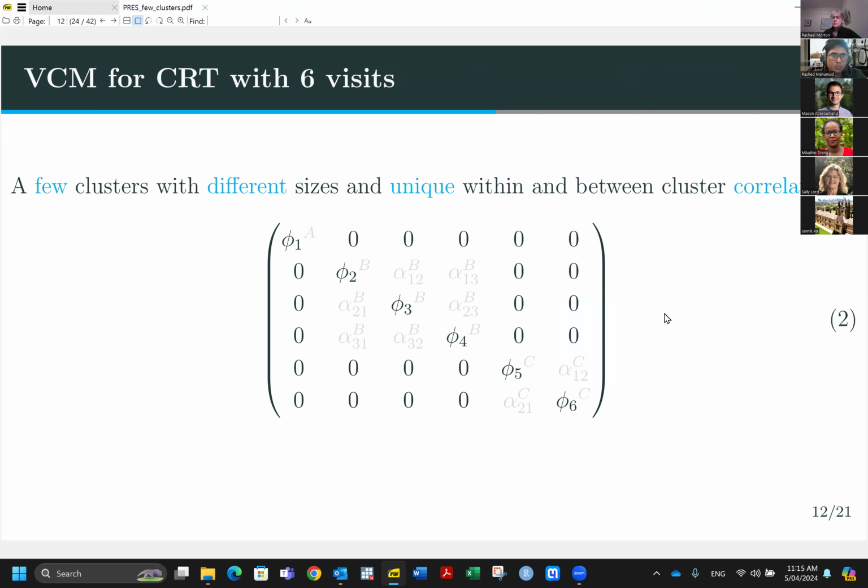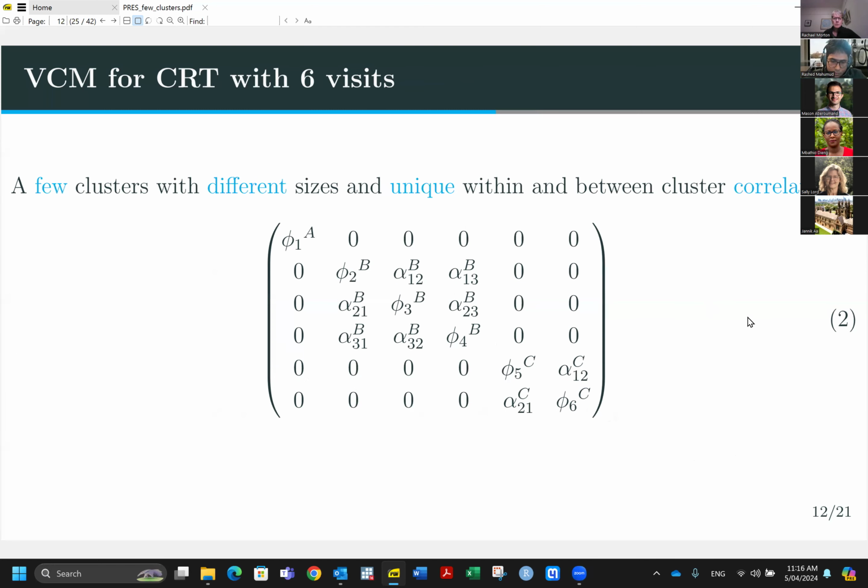CRTs have two violations of IID errors. Violation number 1 is called heteroscedasticity, meaning the data is not distributed identically. You see that each value on the main diagonal has a subscript, so it's an individual number, and it doesn't have to be the same. CRTs also violate the assumption of independence. For example, this matrix shows that observation number 2 correlates with observations 3 and 4.